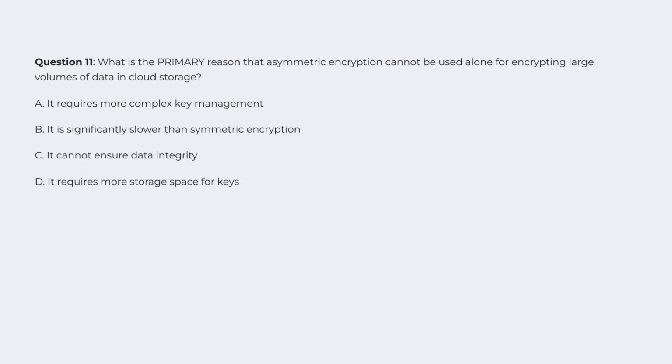Question 11. What is the primary reason that asymmetric encryption cannot be used alone for encrypting large volumes of data in cloud storage? A. It requires more complex key management. B. It is significantly slower than symmetric encryption. C. It cannot ensure data integrity. D. It requires more storage space for keys.